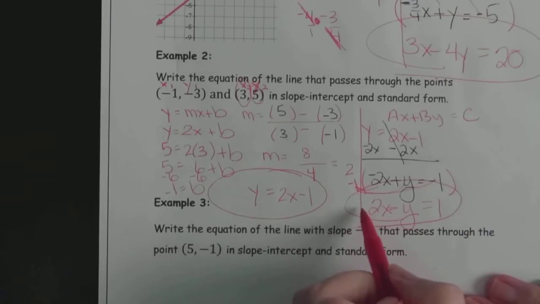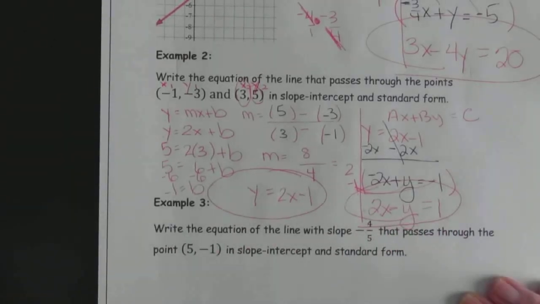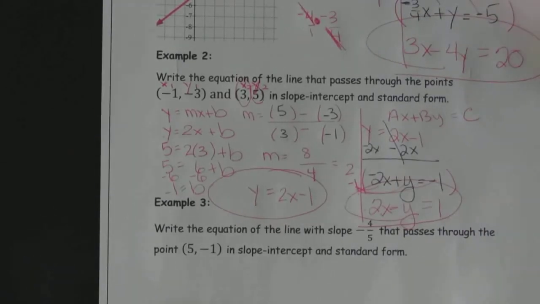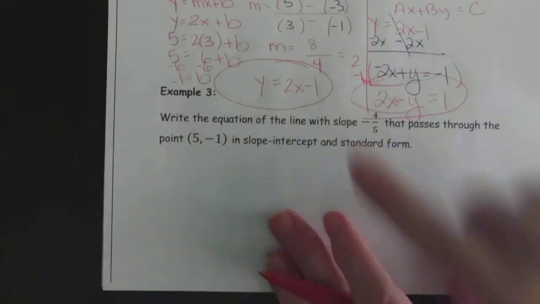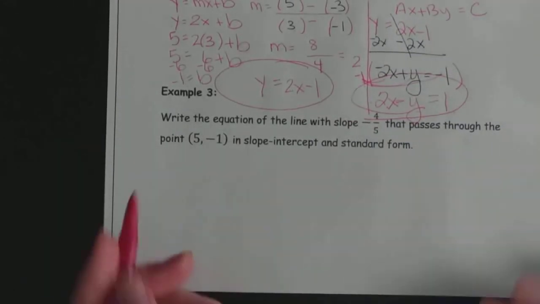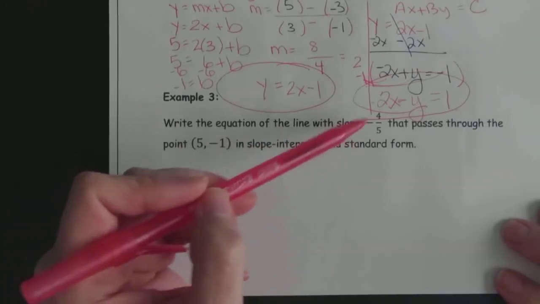So -1 times -2, that's positive 2x. -1 times y, negative y. -1 times -1 is positive 1. So your standard form, 2x minus y equals 1. Yay, now that one's done.